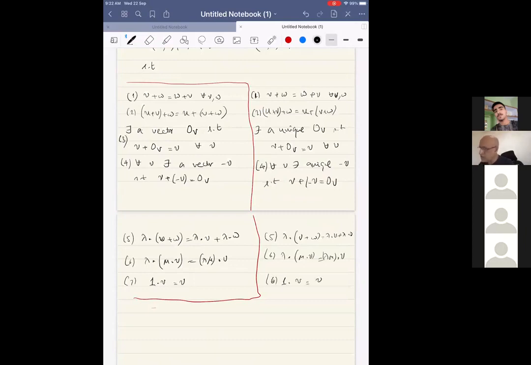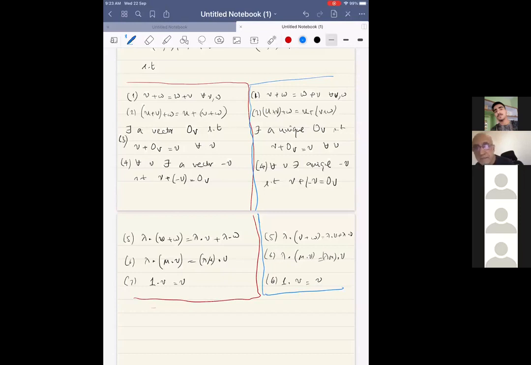Okay, so let's call this the blue rule. Blue definition. Sir, isn't there another property, that lambda plus mu times v equals lambda v plus mu v? Just one second, let me finish this. So I'm going to call this the blue definition, and on the left you have the red definition.